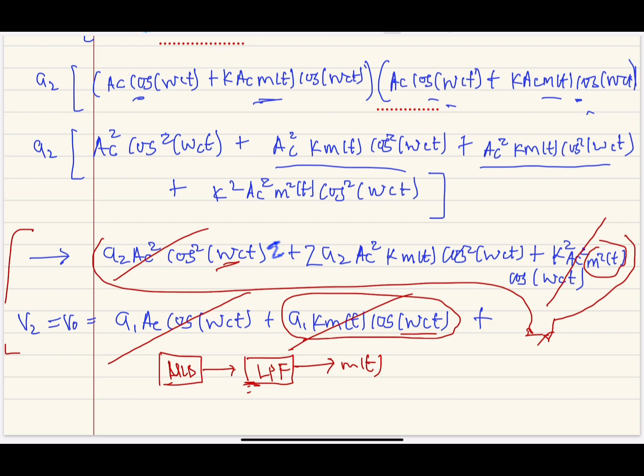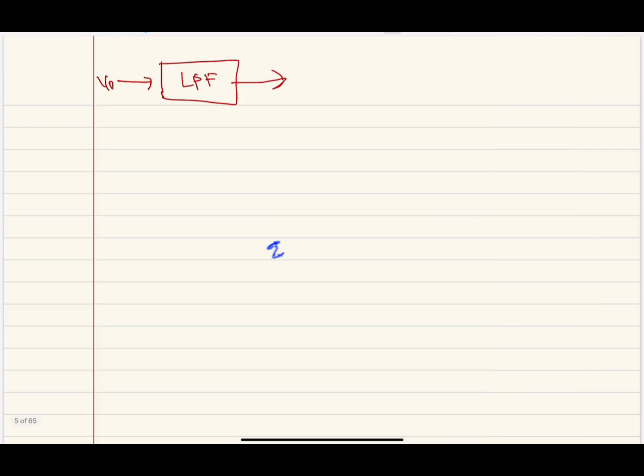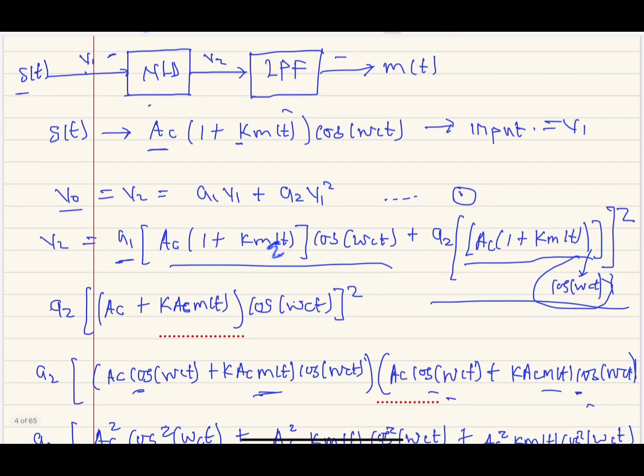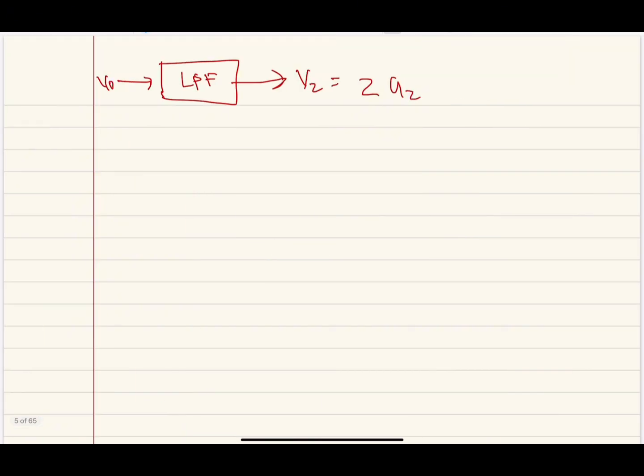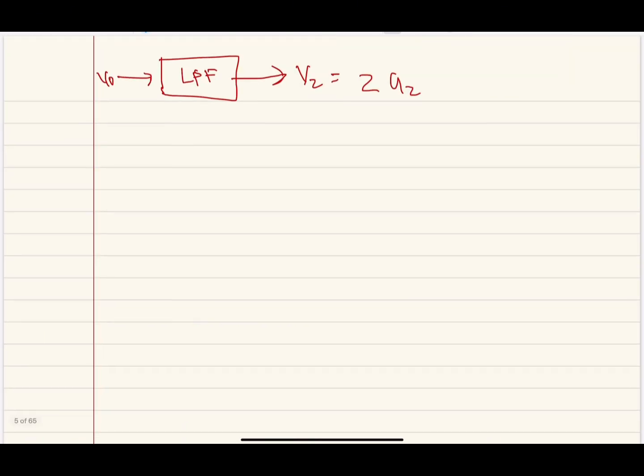So at the end of the day, let's look at what is left. Now our V out, which is our V2, becomes 2 of A2, as we have stated over here. This is what is left: 2 of A2, AC squared K m of t, cos squared omega ct.